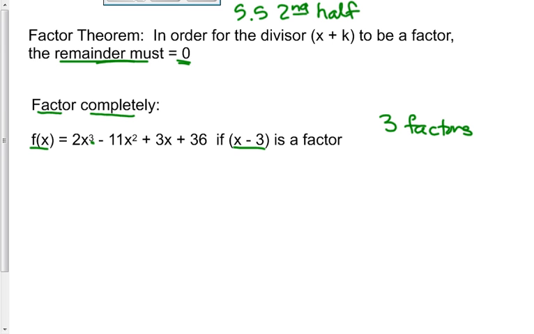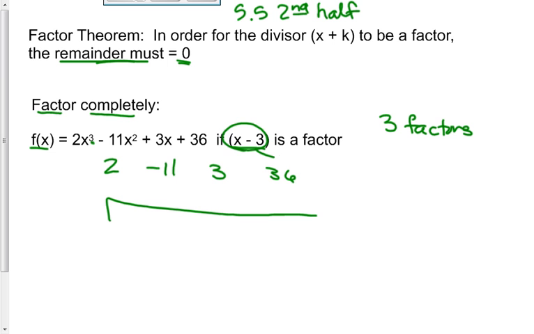All right, so they're telling us that x minus 3 is a factor. I want to use synthetic division. It's much easier. I'm going to do my division, and I'll come up with a smaller equation that I can factor completely. Numbers in the front: 2, negative 11, 3, and 36. Divide by. What's our number that we have to put out here again? Remember to solve this, x equals 3. It always is the opposite of what you see in the brackets.